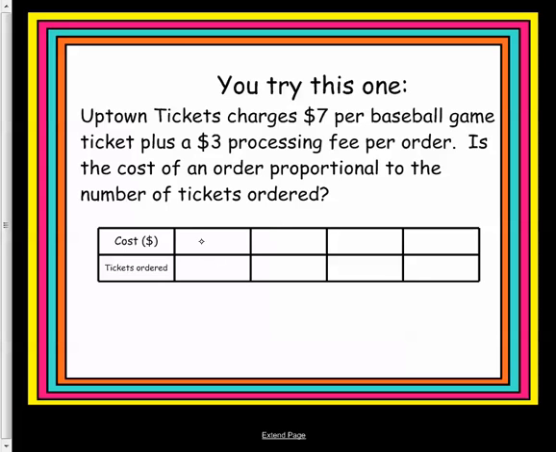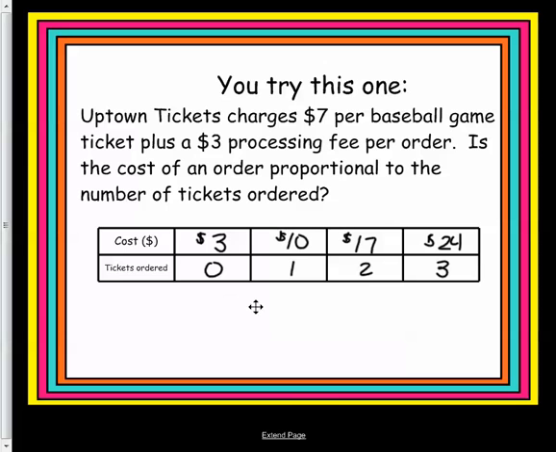Okay, so let's think about this. If we buy no tickets and we just say, hey, can you just process my order? You're going to pay $3. If you buy 1 ticket, you're going to pay $10. If you buy 2 tickets, you're going to pay $17. If you buy 3 tickets, you're going to pay $24. I don't even know where I got that.